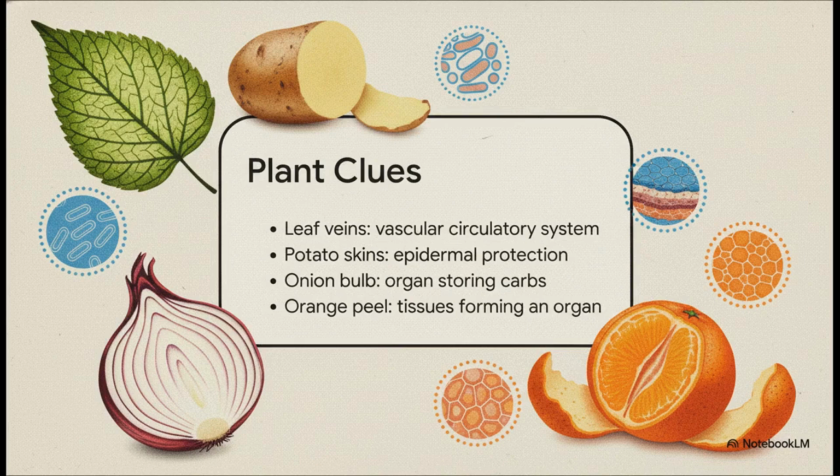Just look at these everyday examples. If you hold a leaf up to the light, those veins you see, that's the plant's version of a circulatory system, vascular bundles of xylem and phloem. Peeling a potato? You're actually stripping away the plant's epidermal tissue, which is designed to prevent water loss. Slicing an onion? That bulb is actually a modified underground bud. It's a whole organ storing energy in the form of carbs. And when you peel an orange, you're interacting with the epidermal zest, the vascular white stringy bits, and the specialized storage cells inside. It's an absolute masterclass in multiple tissue systems forming a single organ.